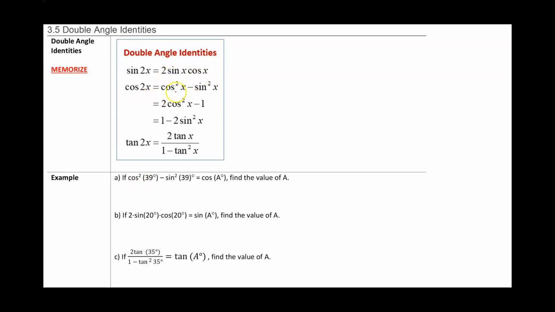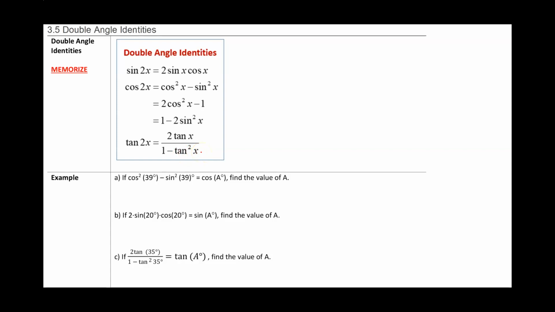Now for cosine of 2x, we can use one of these three: cosine squared x minus sine squared x, or 2 cos squared x minus 1, or 1 minus 2 sine squared x. Any of these, whichever one is most convenient, we can use to figure out what cosine of 2x is. And tan 2x is 2 tan x divided by 1 minus tan squared x.